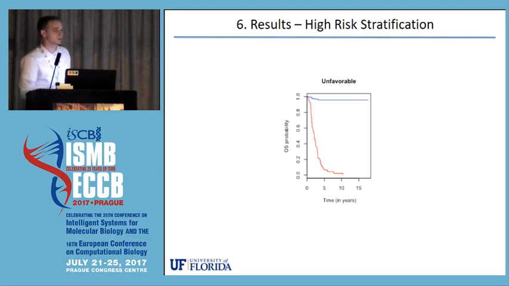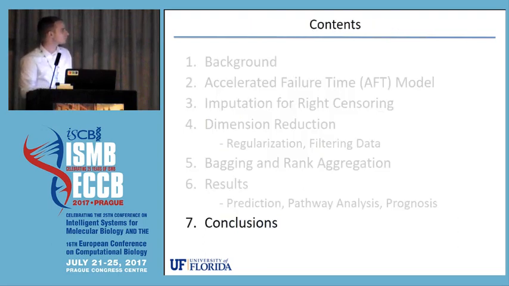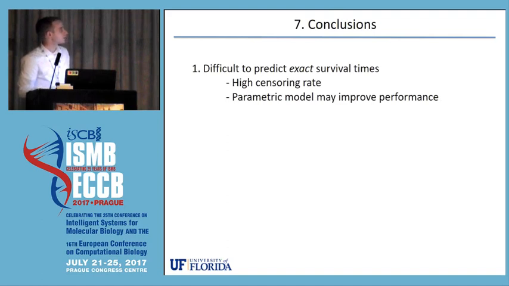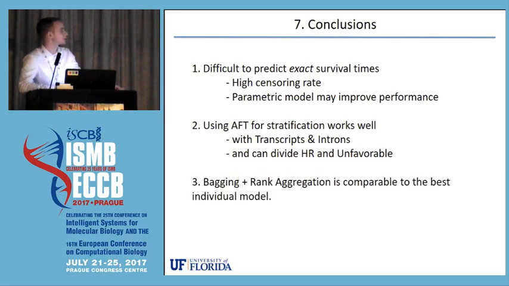We can also look at subgroups for the unfavorable. Here's, again, with transcripts and introns, and we find a group here that has even worse prognosis. Okay, conclusions. So it was difficult to actually predict exact survival times. I didn't show you much about that, but it was pretty bad. But we were able to use this to improve our high-risk group. So we can divide a high-risk and unfavorable into subgroups and use that for prognosis.